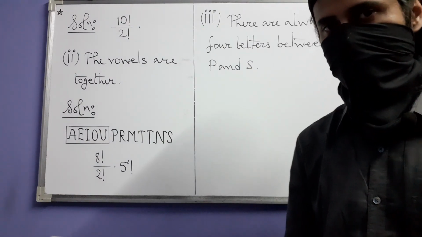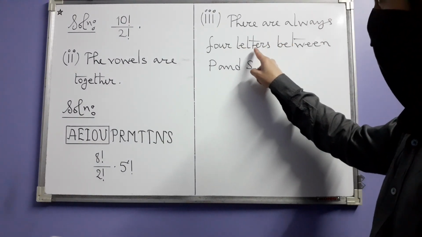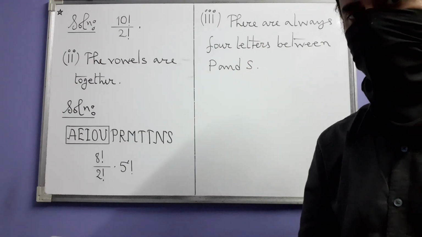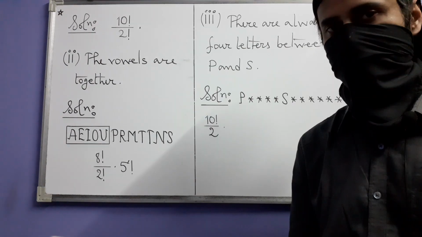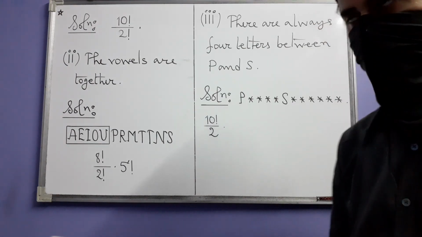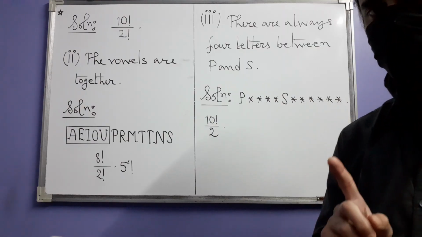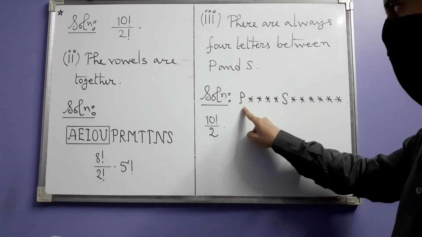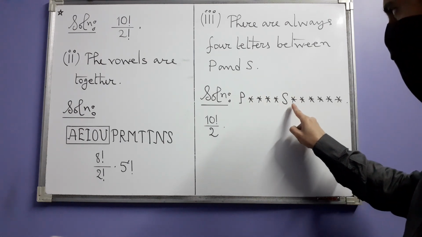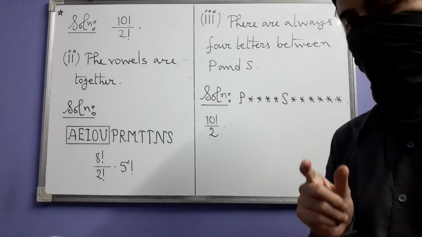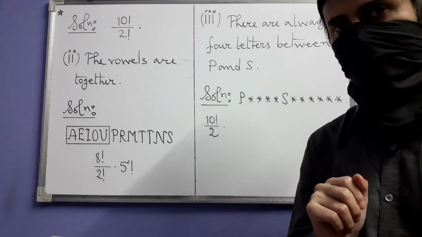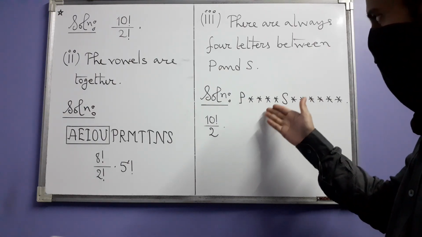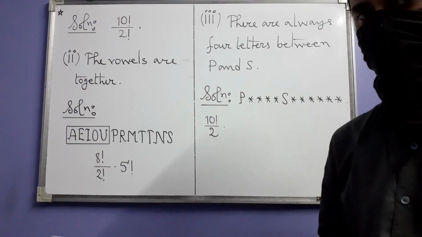And finally part 3, where there are always exactly 4 letters between P and S, that type of words. There can be 4 letters between P and S in this way. There are other ways also, and we will consider them, but this is one of the ways. It starts with P, then you have 4 letters, then you have S, and then you have the rest. Because it's cumbersome to keep drawing those boxes, I am using asterisks. And the total number of such words is 10 factorial divided by 2.